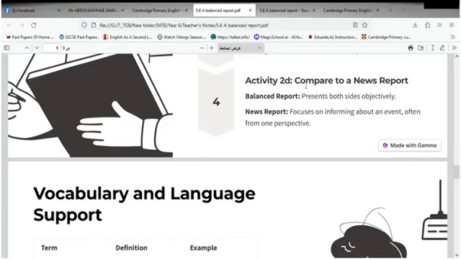Now, if I want to compare the news report to a balanced report, what are the ideas that resemble each other? What are the similarities and differences? Balanced reports and news reports are similar in the layout, in the shape. Both have titles or headlines. Both could have subheadings. Both are to inform. Both are formal language.